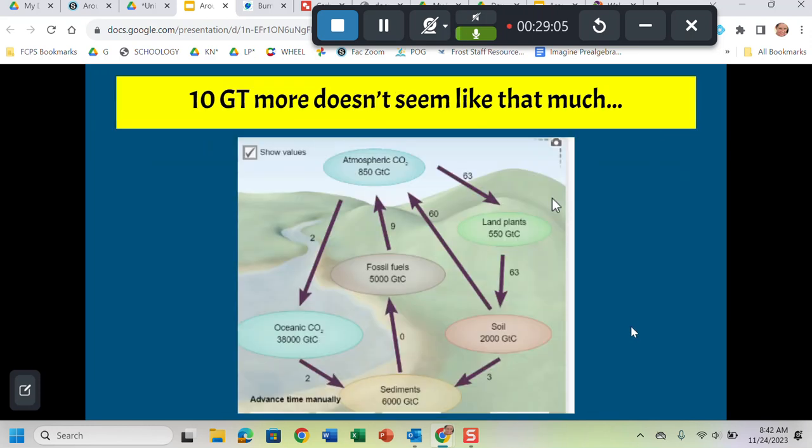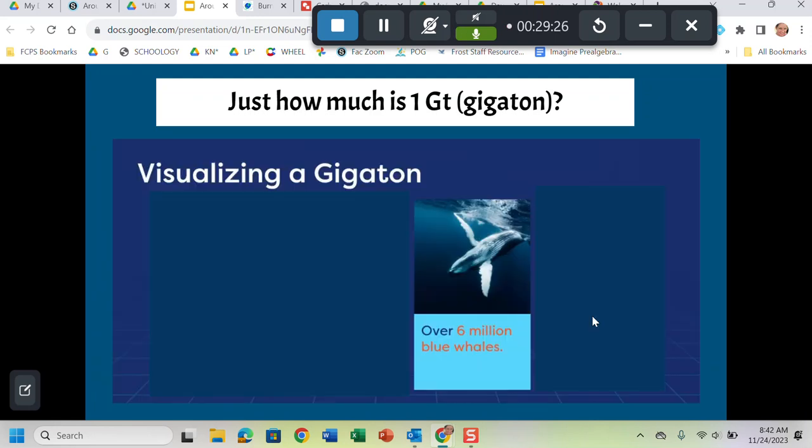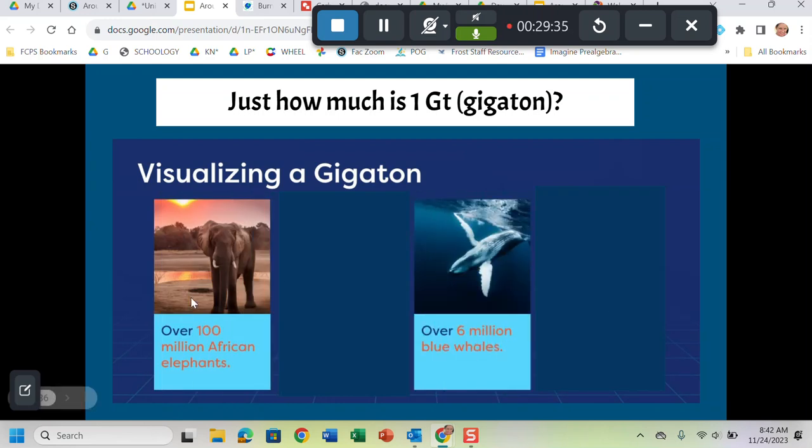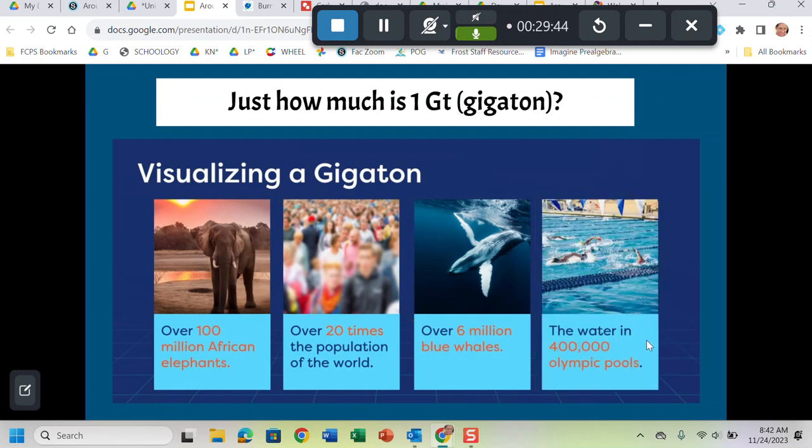So the thing is 10 doesn't seem like a very big number, but remember, this is gigatons. And so 1 gigaton, listen to this, it's more than 6 million blue whales. That's a lot. Okay, 1 gigaton would be 1 billion tons. All right, so visualizing a gigaton again, one single gigaton, and we're talking 10, but just one would be over 6 million blue whales, would be over 100 million African elephants, over 20 times the entire population of our world, and the water in 400,000 Olympic pools. That's a lot of carbon.